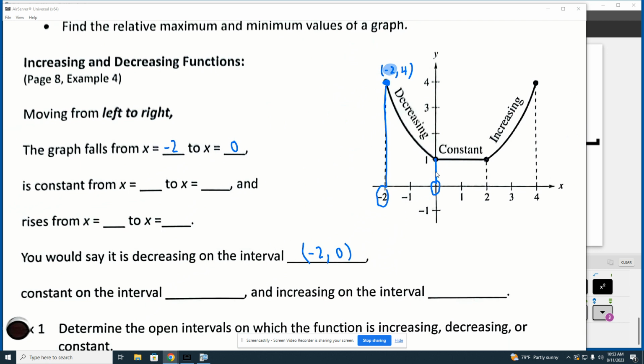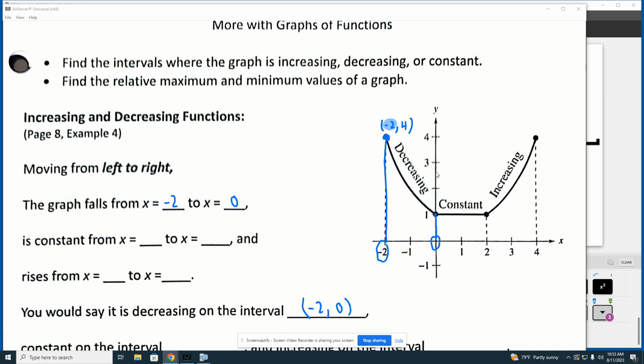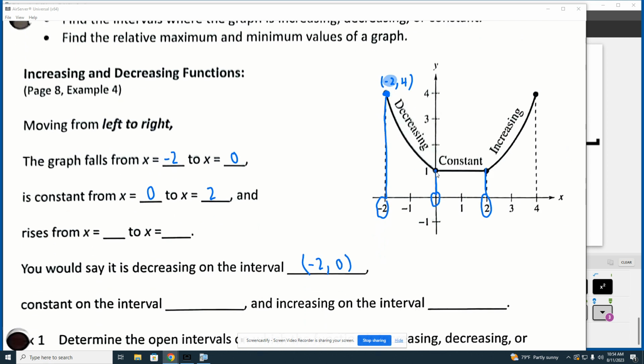Okay? So, what does it do? Right as it stops decreasing, it then starts what? It flattens out, doesn't it? It remains what we call constant. So it remained constant from 0 until it gets to this point right here, which is what x value? 2. So what interval would we say it's constant on? From 0 to 2. Notice how we always do small to big. We always do small to big.